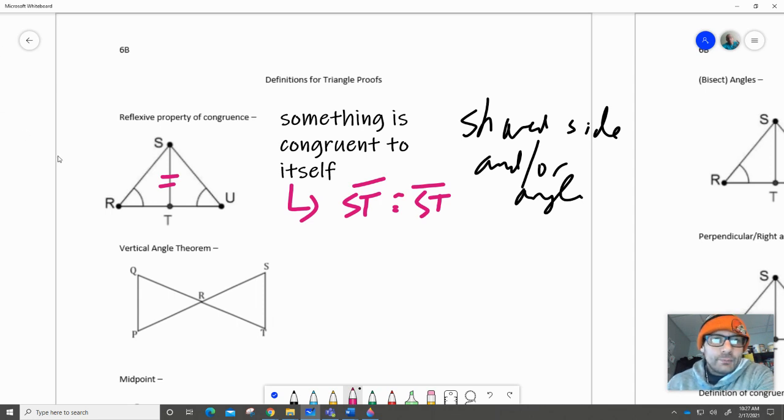So right now, I just want to give you guys these definitions and the context of these definitions in terms of proofs. So that's the reflexive property of congruence.